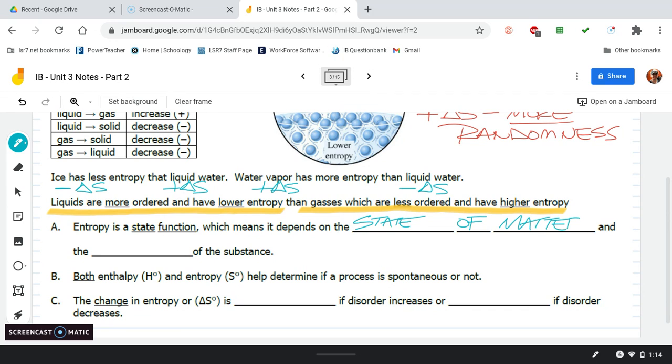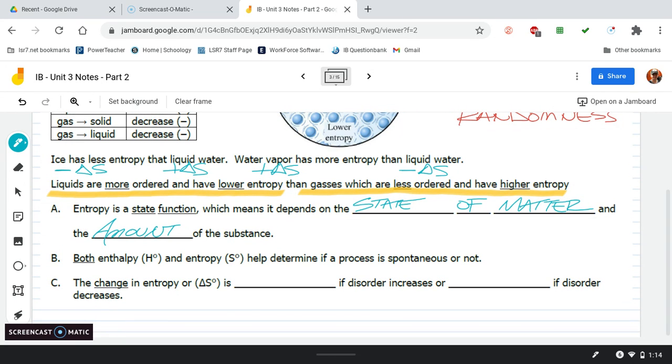It also depends on amount. So once again, coefficients are going to be important, and per mole. We're looking at things in terms of how much you have. It says both delta H and delta S can help you determine if something is spontaneous or not, and that's what we're going to be doing. So the change in entropy, or delta S, is positive.